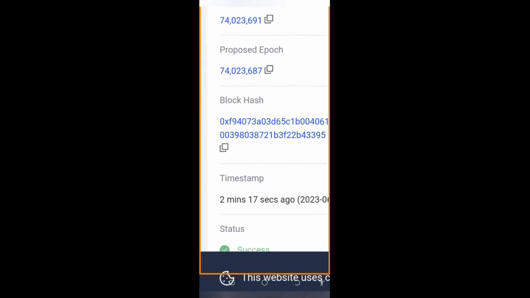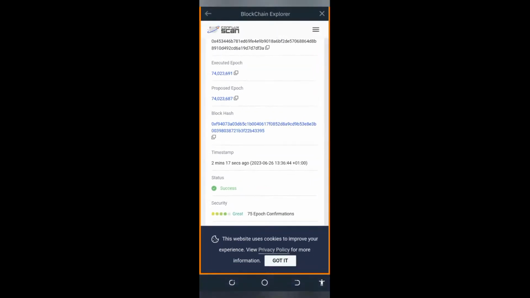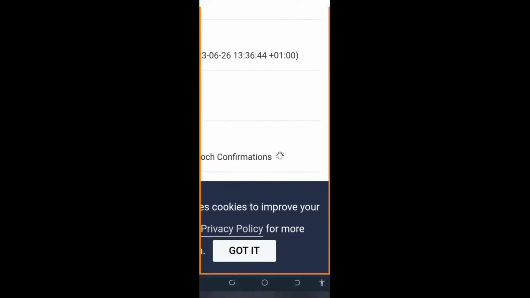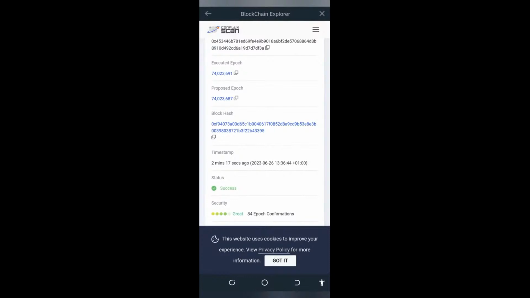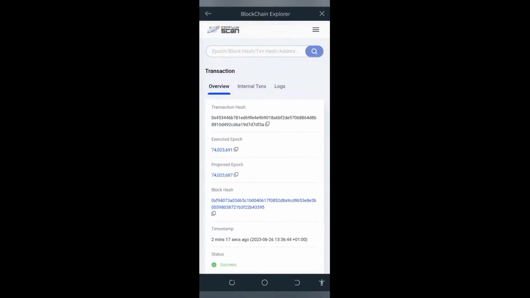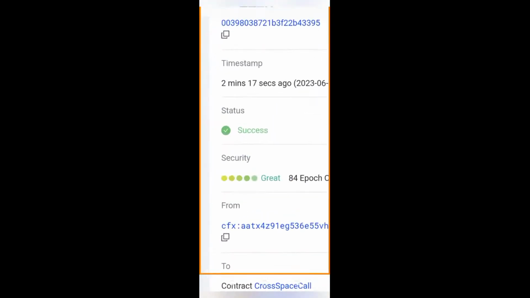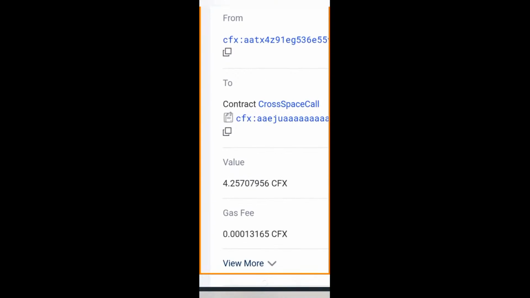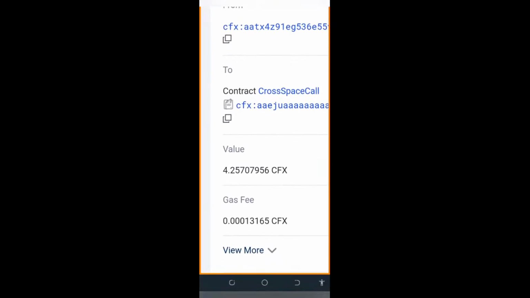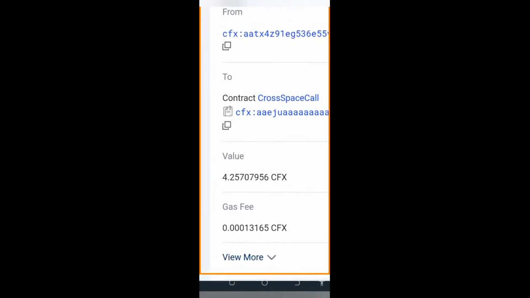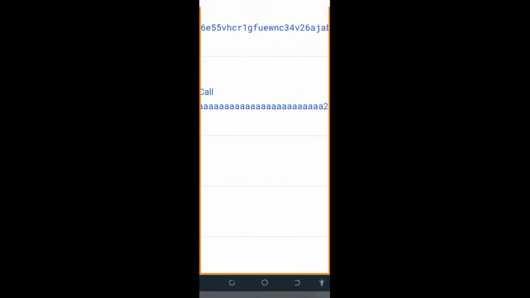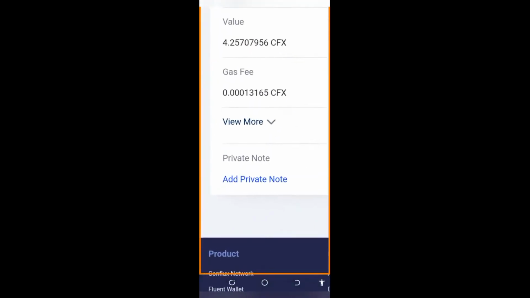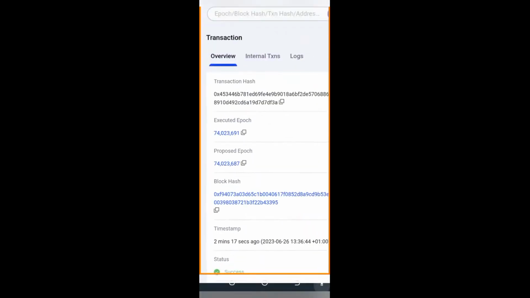All right, it's still doing its thing. Okay. Still working. It says success. It says success, actually. Status is success. All right. So we're still waiting. Got it. I just saw success here. So if it says success, we may just have to wait a little while. You can see everything is here. So we can see that it's 4.257 CFX, because don't forget, it has to take its own trading fee. Okay, so it's telling me that it's success.